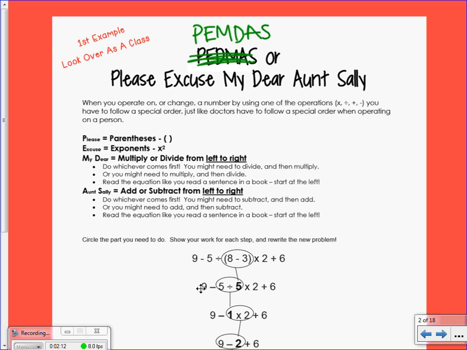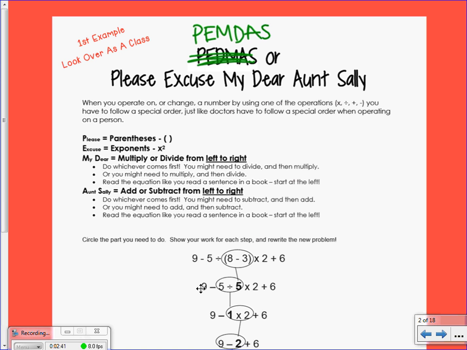If you have a hard time remembering the word PEMDAS, some people also use the phrase, please excuse my dear Aunt Sally. I don't know what dear Aunt Sally's doing, but you need to excuse her because who knows what she's doing. They kind of are together, yes. And we will see that.